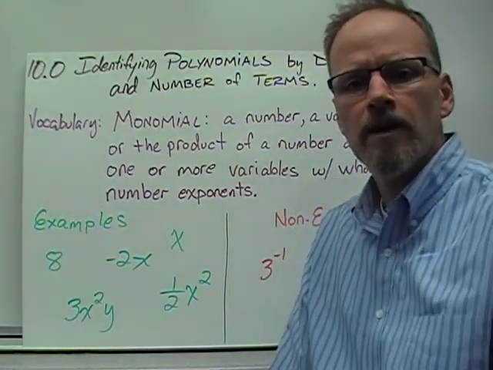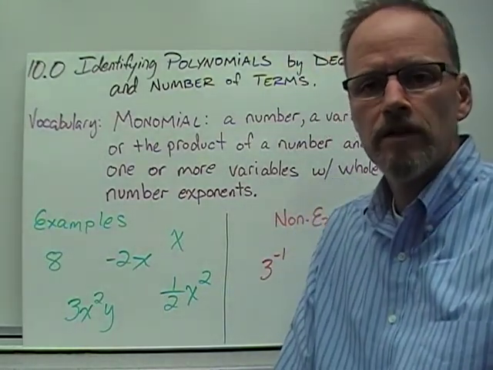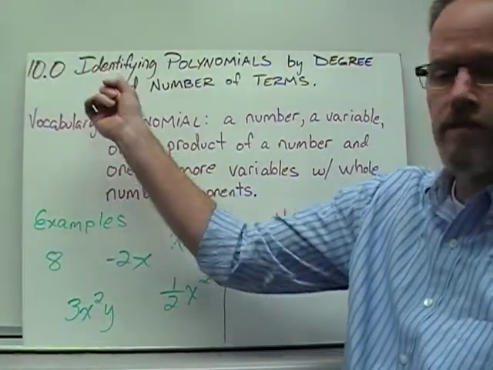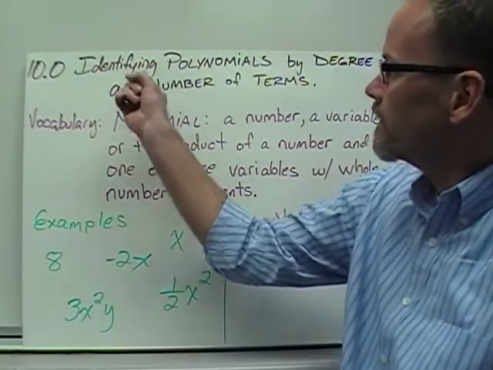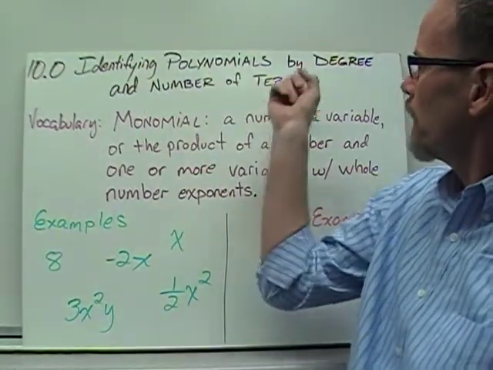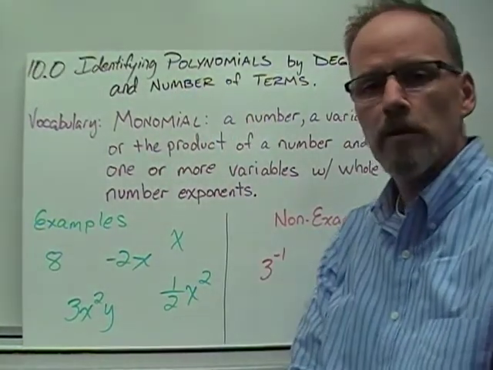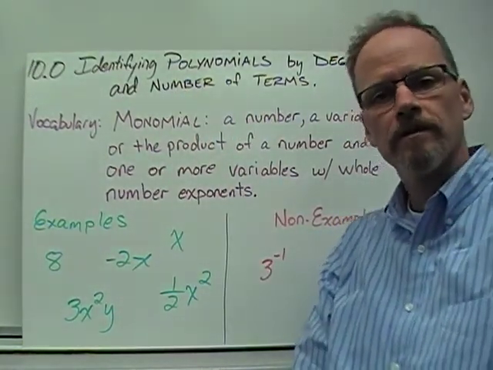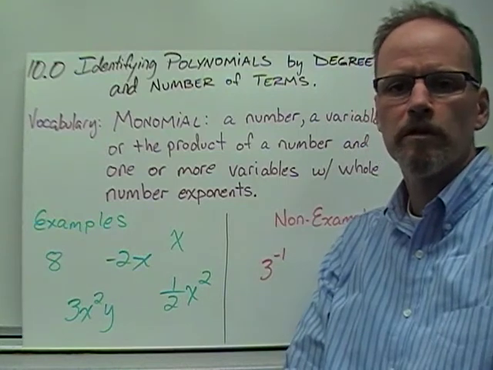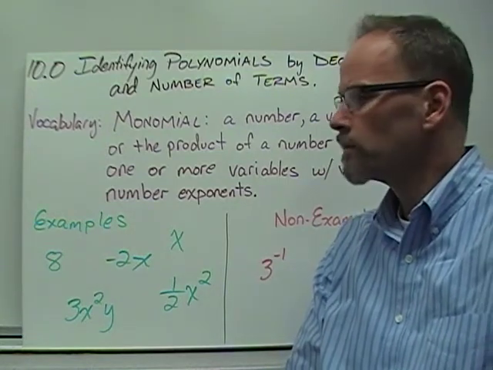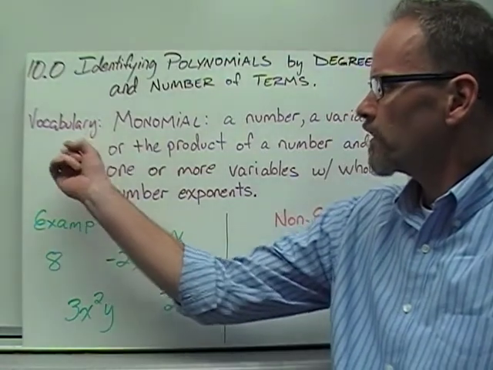Okay, in this video we are beginning a new unit on polynomials, and it's going to be 10.0 for this lesson: identifying polynomials by degree and number of terms. So by the end of the lesson, that's what we're going to do. We're going to look at some terms and we'll be able to figure out what they are by degree and by terms. You need a little bit of vocabulary up front.